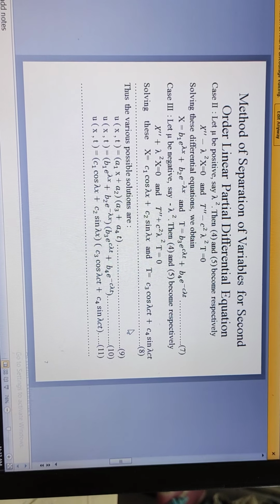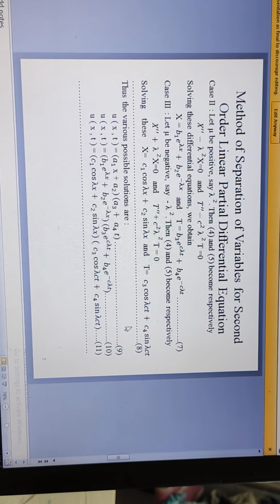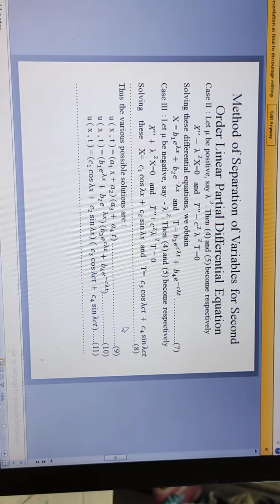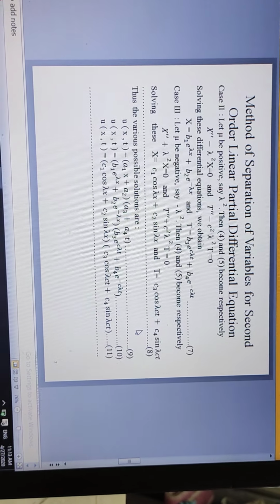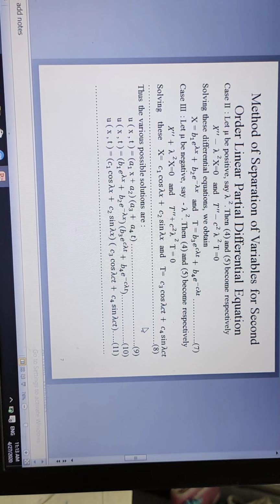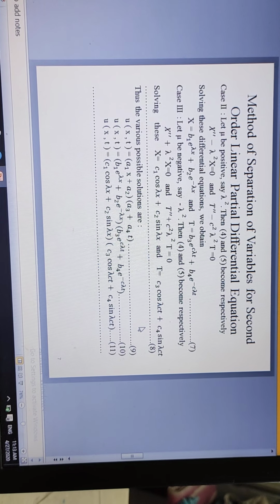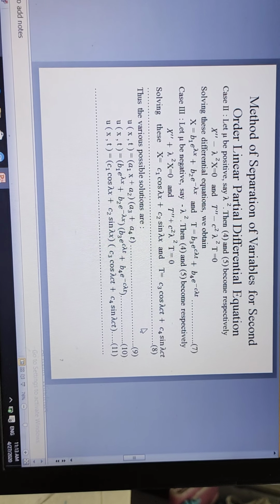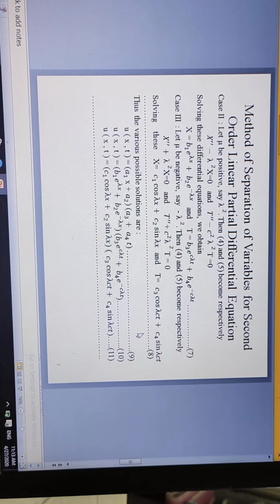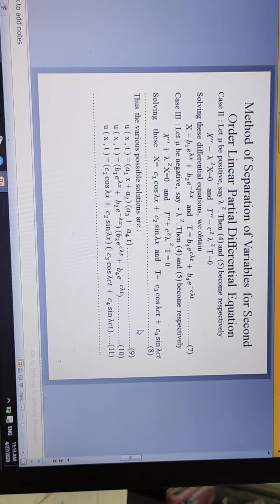Now case third arises when μ is negative, say μ = −λ², then X'' + λ²X = 0, T'' + c²λ²T = 0. Solving these differential equations of second order, we have X = c1 cos λx + c2 sin λx, and T = c3 cos λct + c4 sin λct. Now the possible various solutions are equations (9), (10) and (11), where k = 0, k = λ² and k = −λ² respectively.